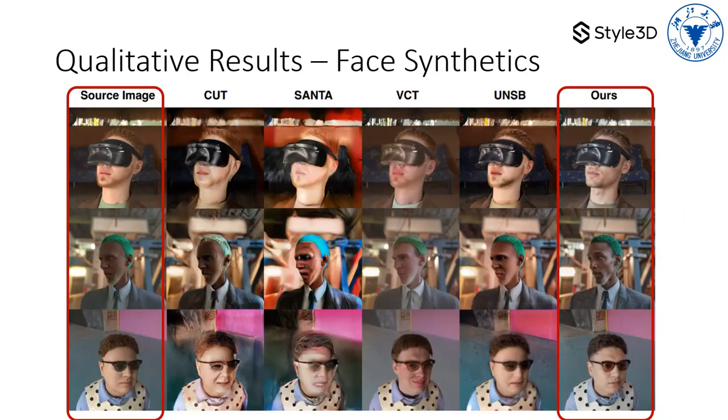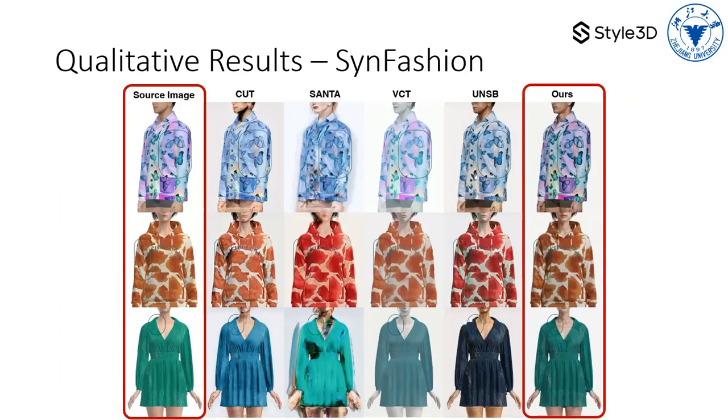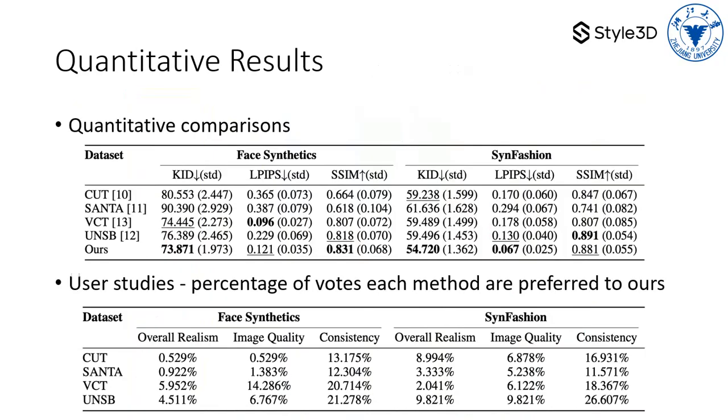Our method significantly improved the realism of rendered human faces while maintaining the original human identity and clothing details. On SynFashion, our method removed the unnatural lighting effect and added clothing wrinkles to improve the realism. We achieved the best KID for realism enhancement, while having comparable LPIPS and SSIM for consistency maintenance. The user studies also show significant preference for our method.